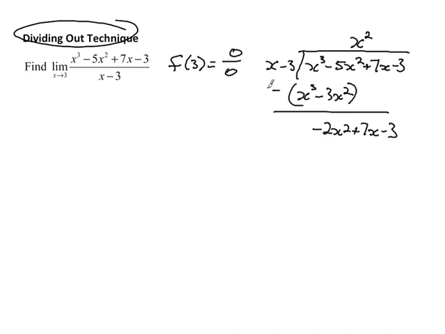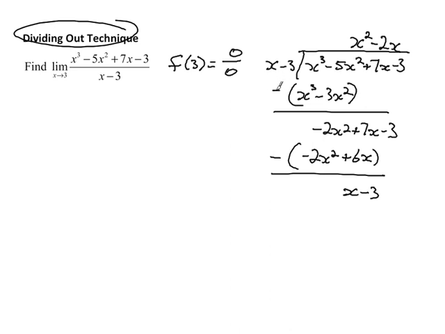Now, how many times does x go into negative 2x squared? Well, that's minus 2x times. When I multiply this back out, I'll get a negative 2x squared plus 6x. Again, I need to subtract this. This becomes positive, cancels out. This becomes negative. This is then x minus 3.